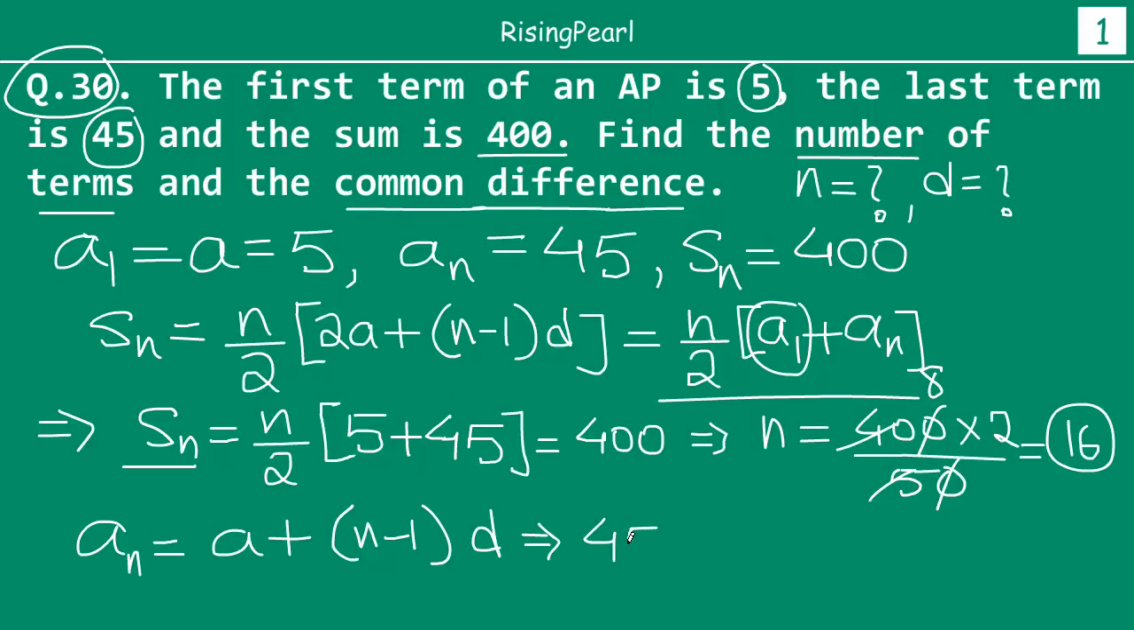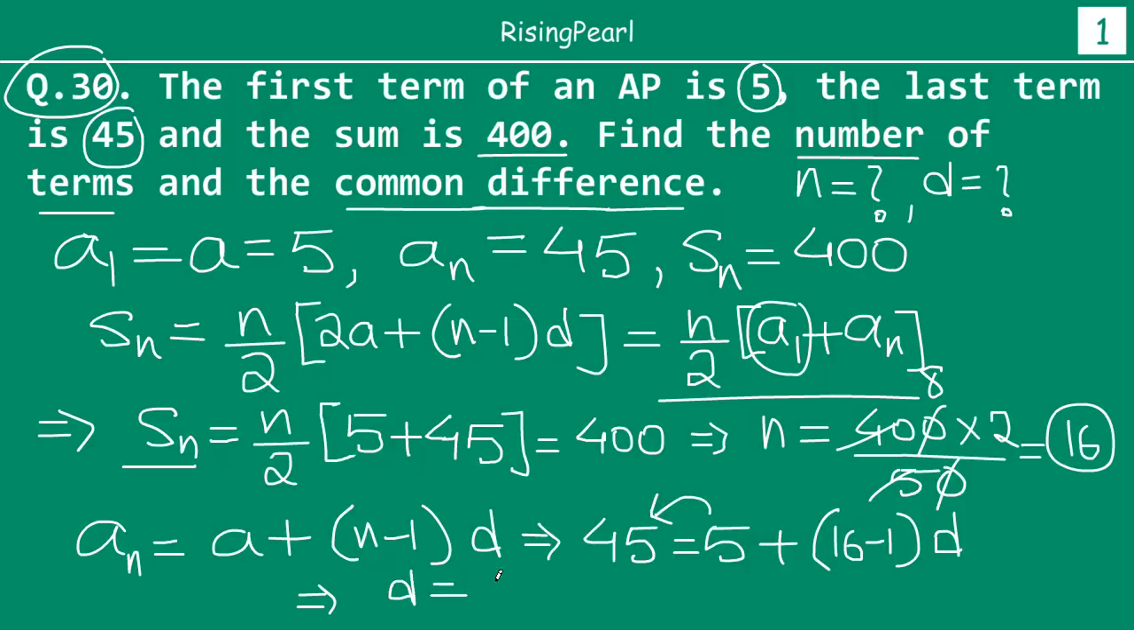45 is equal to the first term, 40, plus n minus 1, where n is 16, so this should be 16 minus 1 times d. Let's solve this. So this will be 15, right? First we are going to get the 5 on the other side, so it will be 45 minus 5.